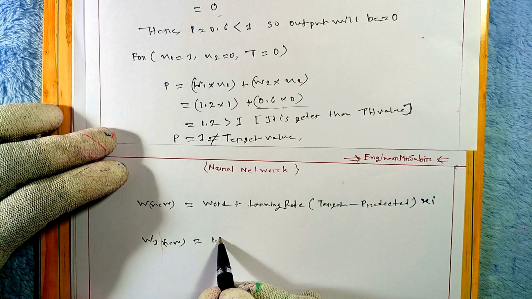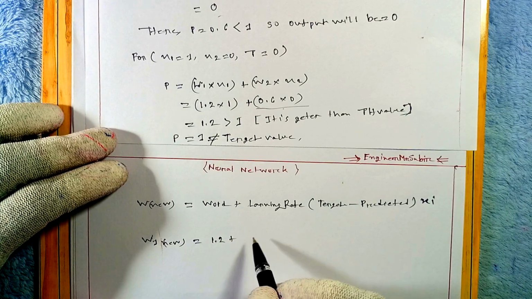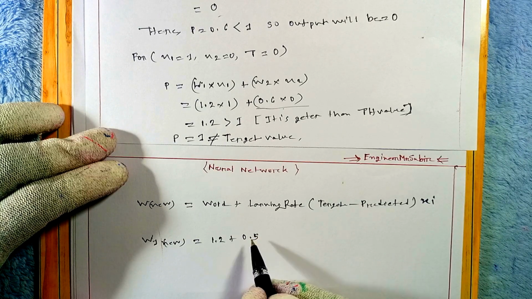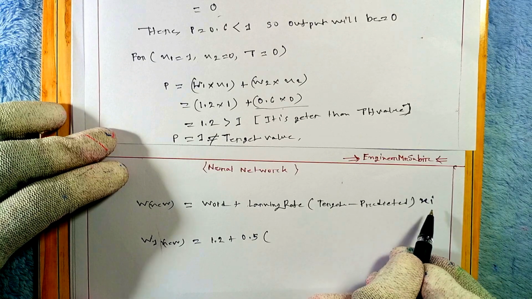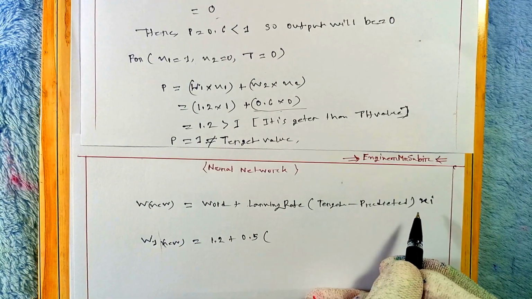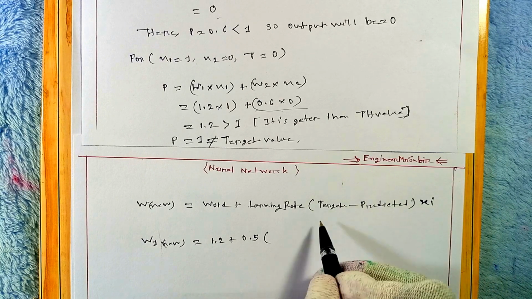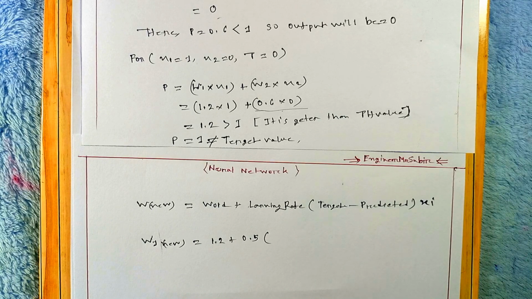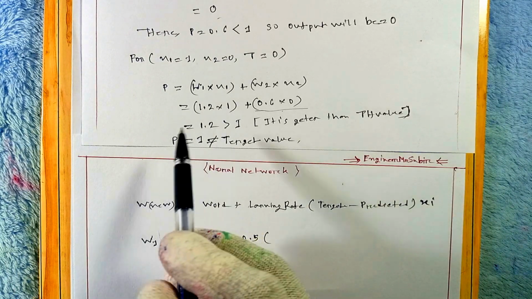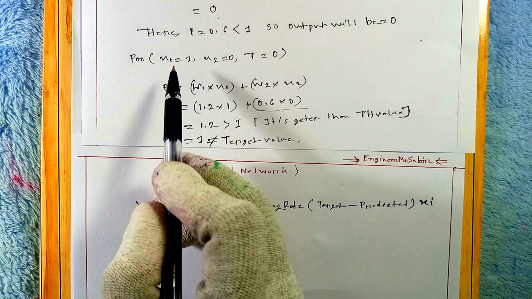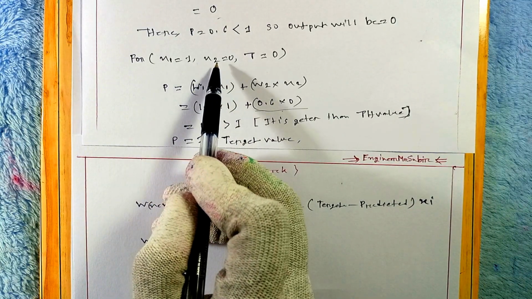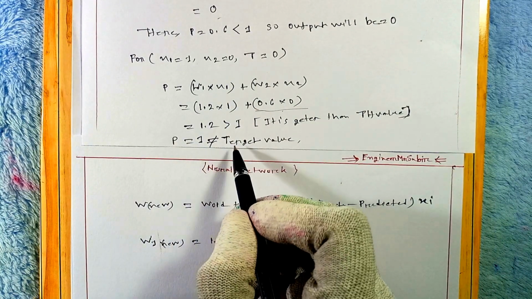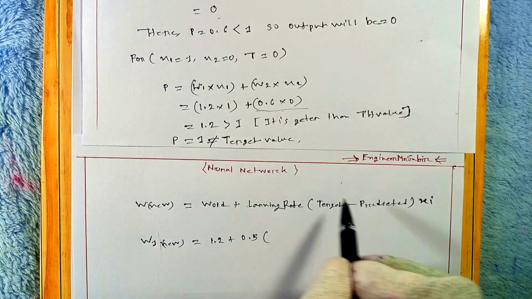So 1.2 plus our learning rate, 0.5, into target minus predicted and xi. This is the place where a lot of students get confused, but there's nothing confusing about it. Wherever you stop now, from that time you have to consider. We stopped there because our x1 was 1, x2 was 0 and target was 0. So we have to take all of those values from there.